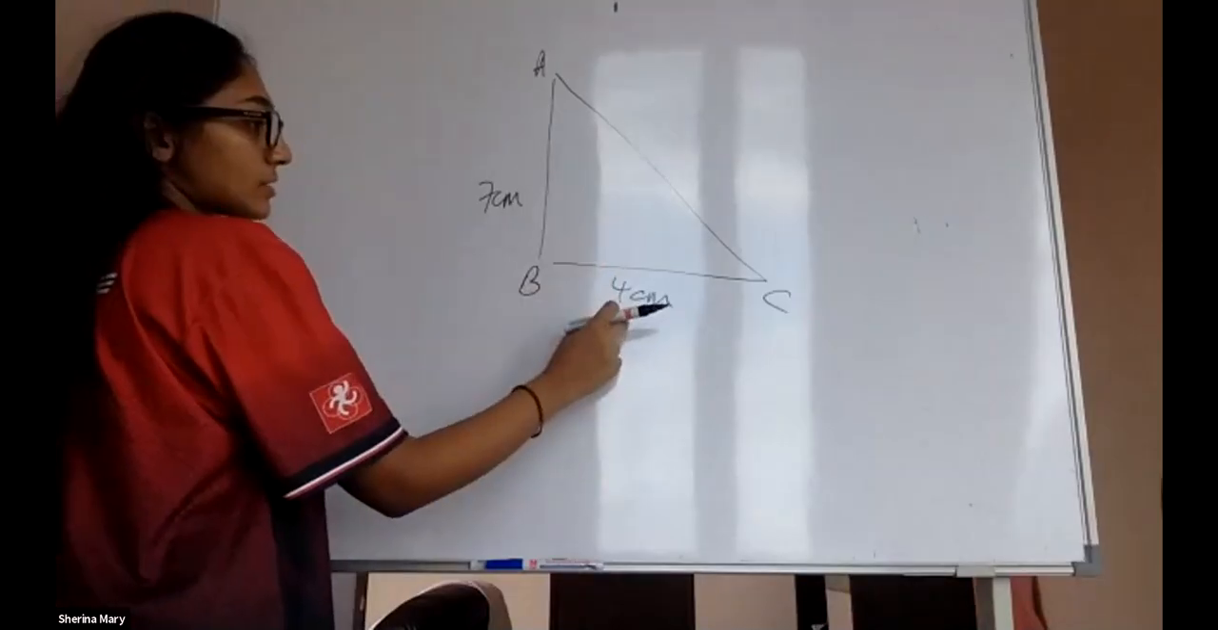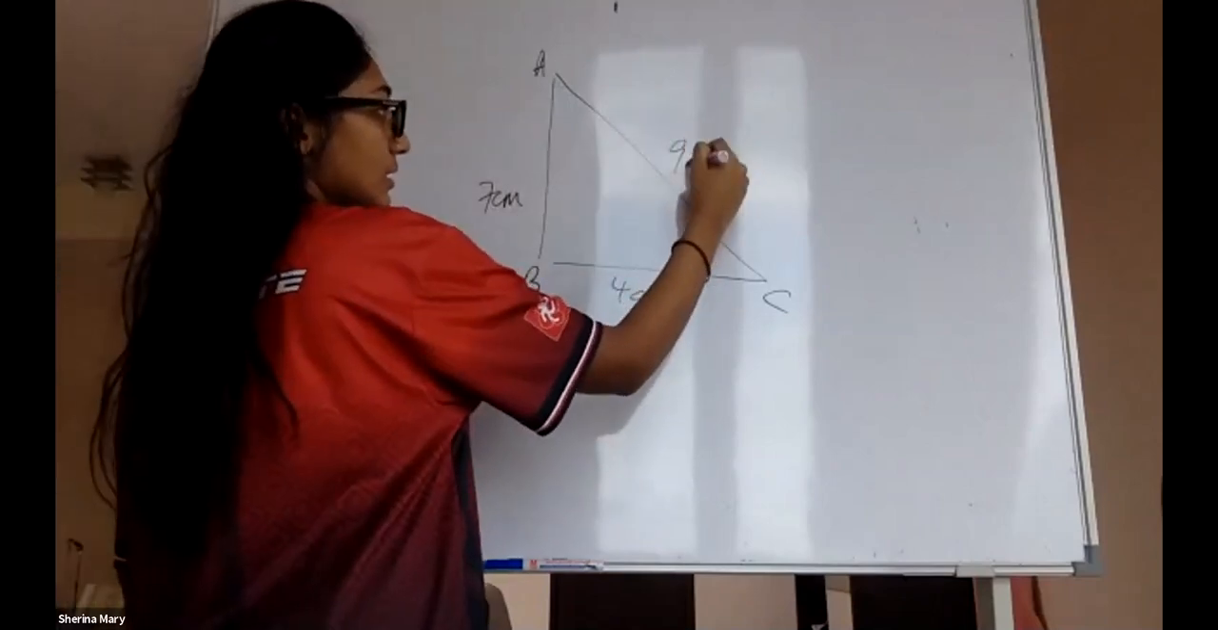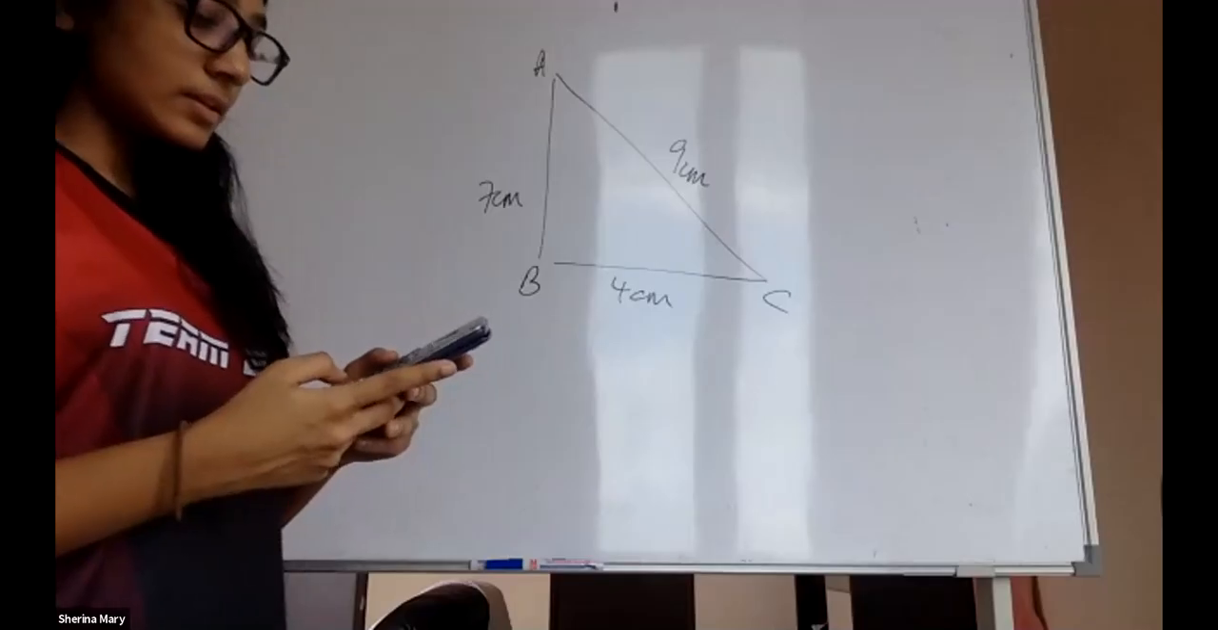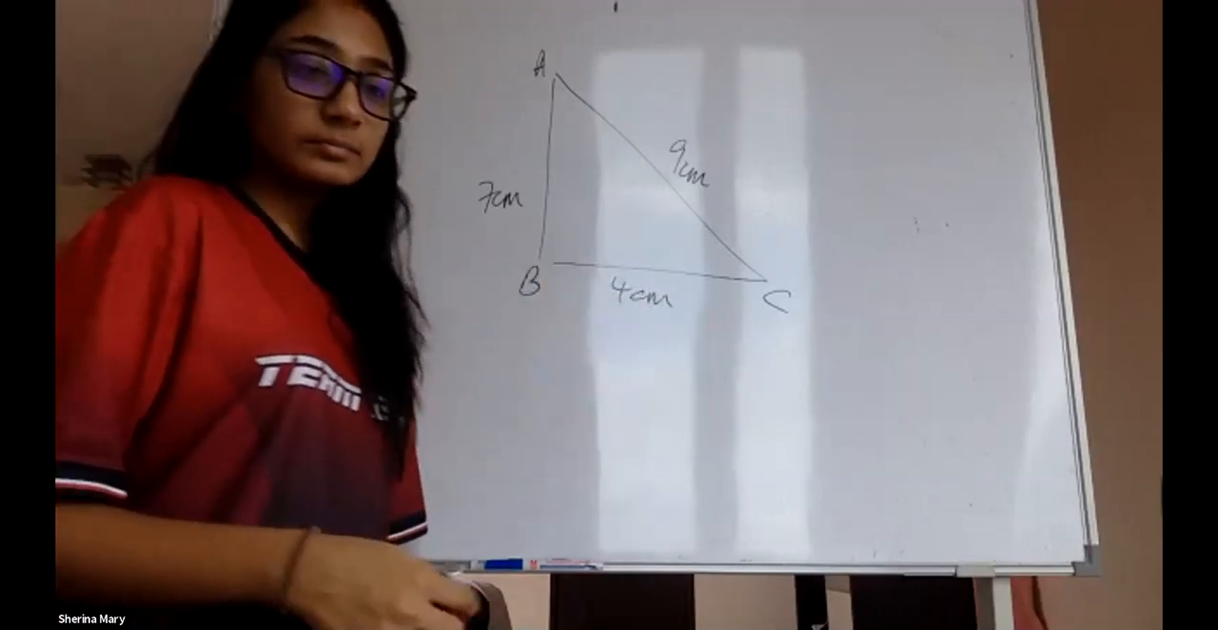This is 7 and this is 4, and the whole is 20. So this is 9. That's the supposed length for it to be a right angle, but the actual length is 8.1. Let's see. 7 square plus 4 square is not equal to 9 square. It is 8.1, not 9. So it's not a right angle triangle.